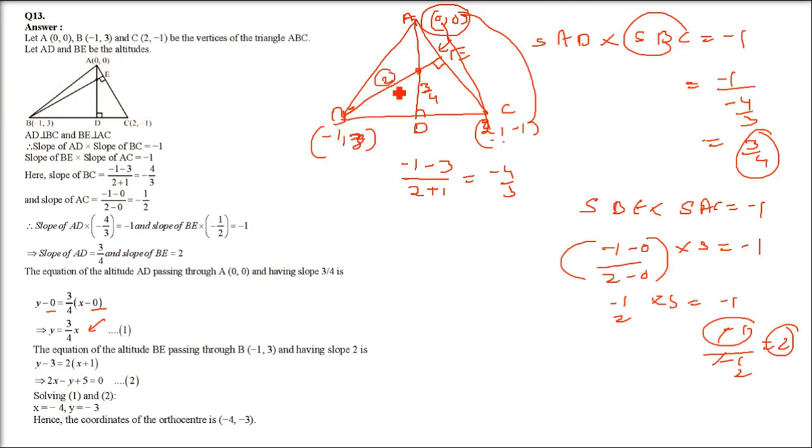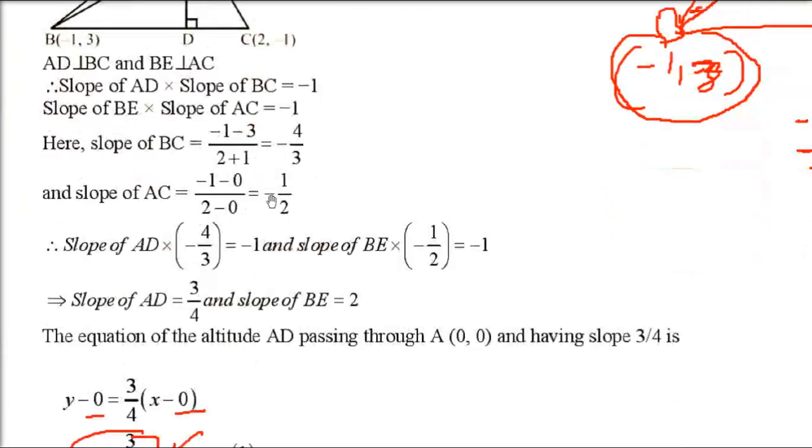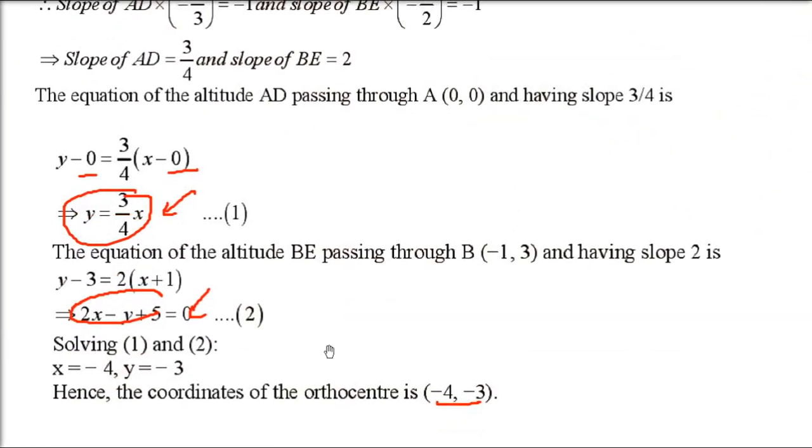Now the slope of BE is 2 and it is passing through (-1, 3). So now you can find the line. y minus y1, which is 3, equals m times x minus x1, that is x minus -1, x plus 1, and the slope is 2. So the equation will be 2x minus y plus 5. So we have this first equation, second equation, you need to find the intersection point, solve them, you'll get -4 and -3. Let me expand it so that you understand what we have done. So this is the final altitude that has to be intersected.